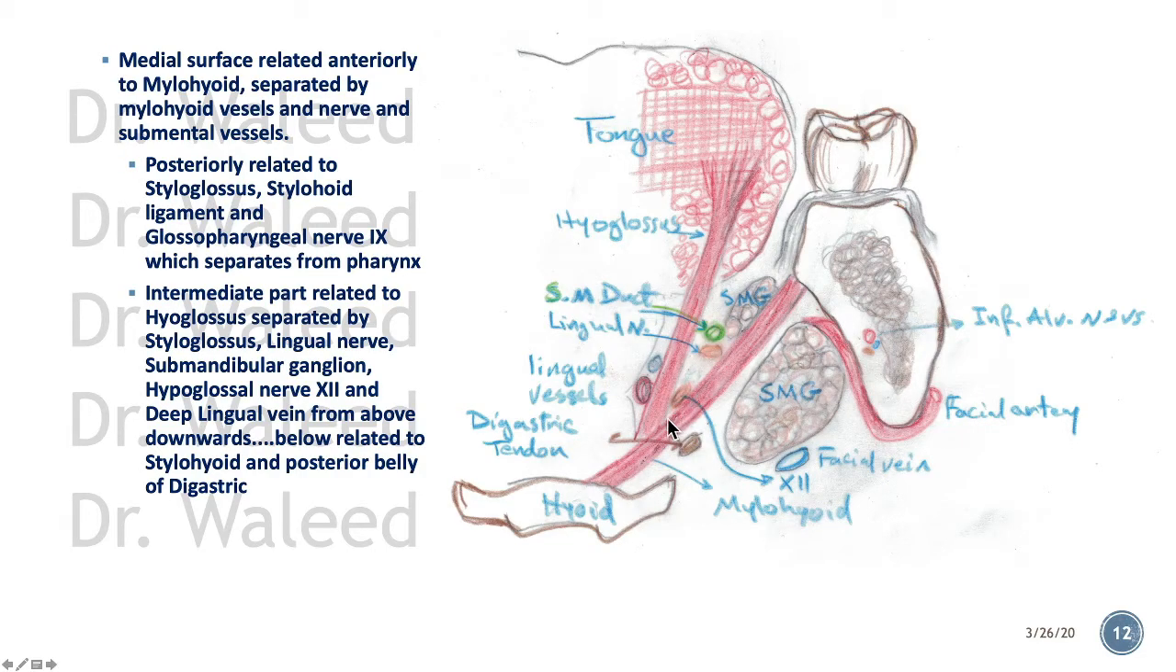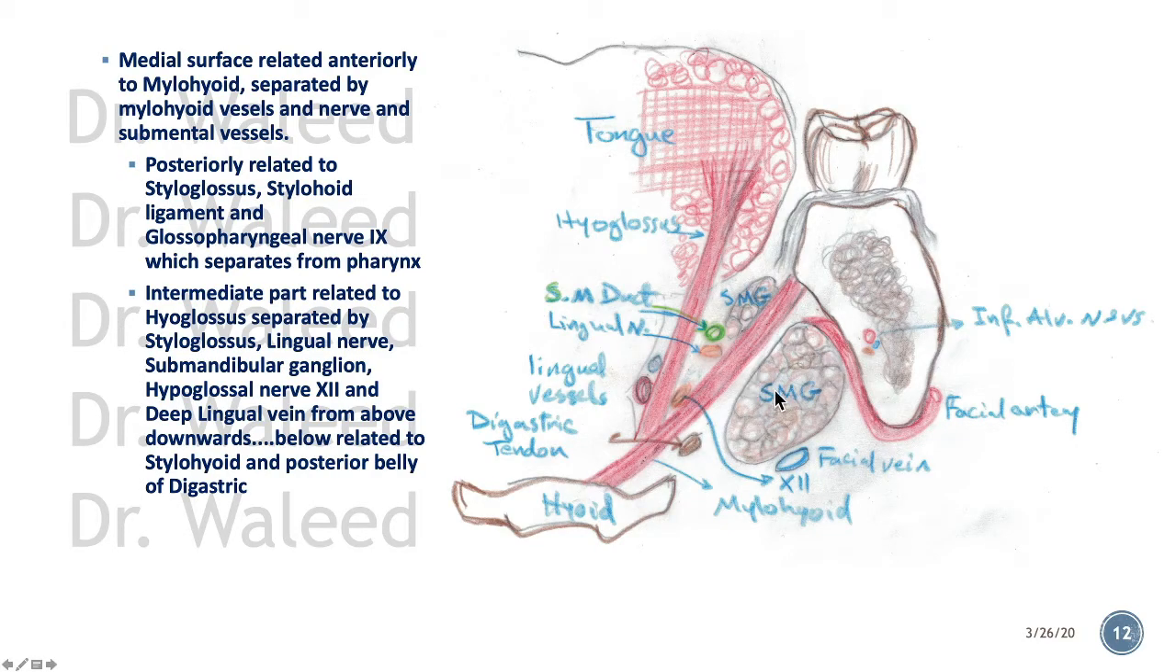This is the order from above downwards. See, the lingual nerve, and below it the submandibular ganglion, then the hypoglossal nerve with its venae comitantes or the deep lingual vein. Now, the lingual nerve curves from lateral to medial around the inferior surface of the submandibular duct. The duct, you will see it at deeper levels.